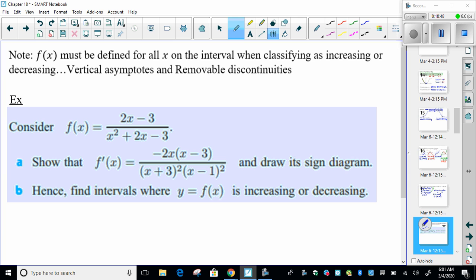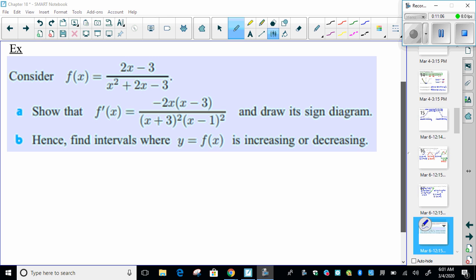Okay, so here's a function where you can see you have a denominator. Since you have a denominator, we're going to have some undefined terms. To begin with, it says, show that the derivative is that, and then draw its sign diagram. So we need to take the derivative of f of x. You should realize that that's a quotient rule. Feel free to pause this and try this on your own, just to give yourself that practice. But I'm going to also walk through it if you completely forgot. But give it a shot on your own.